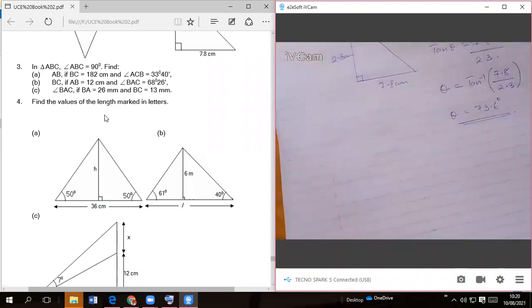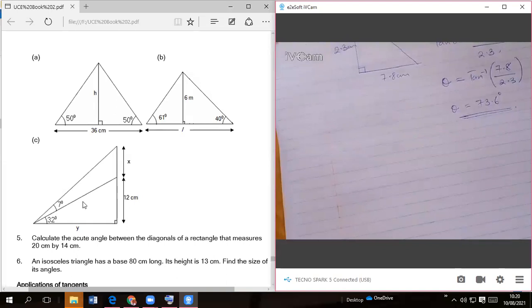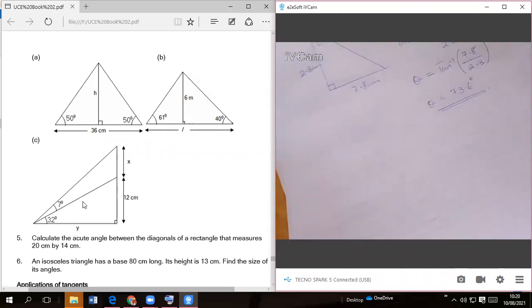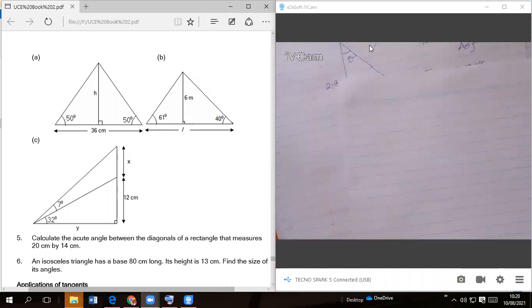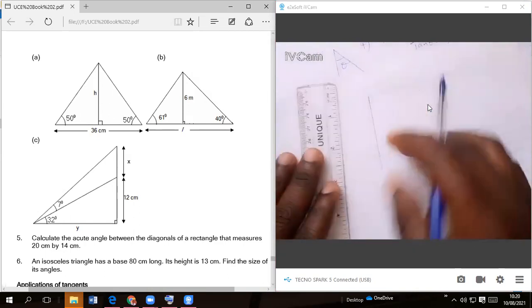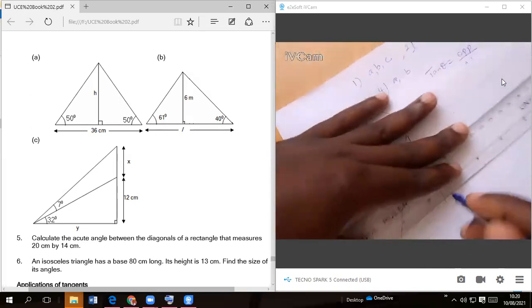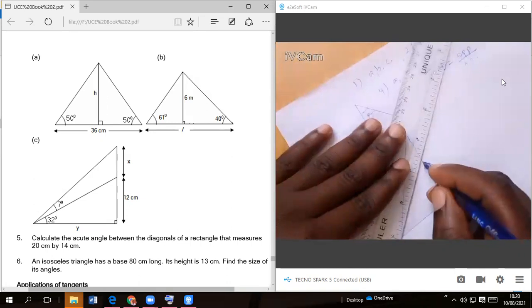Find the value of the length marked with the letter. So part C. We are looking at that question. So let me use a fresh page here. In those 6 minutes, see whether there will be enough for us to finish. Alexandria, sorry, your network. Okay, we have the triangle there. Alexandria, this lesson will be uploaded on the videos, so you go back and check.